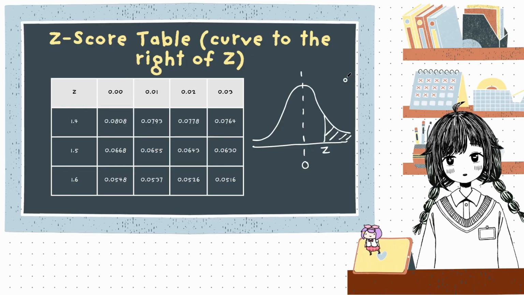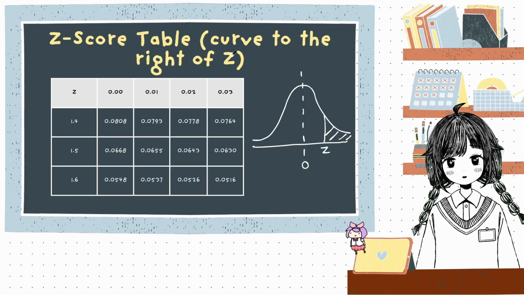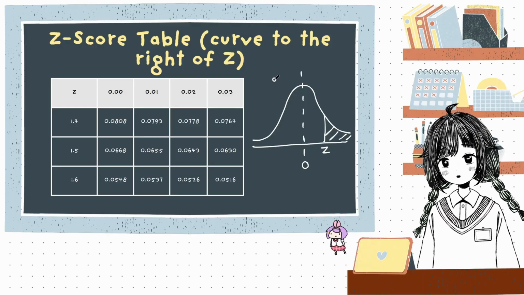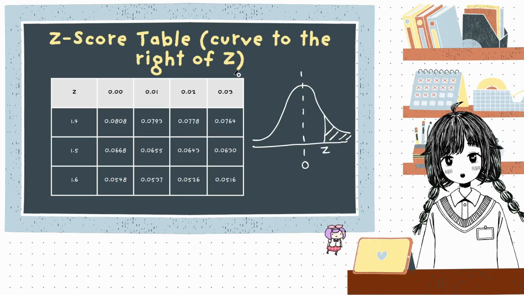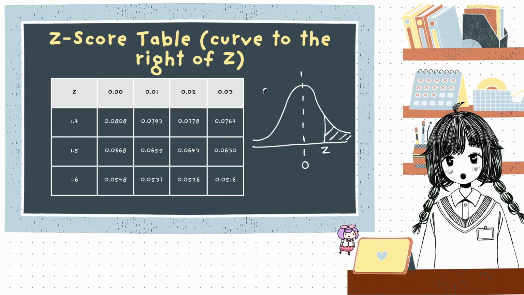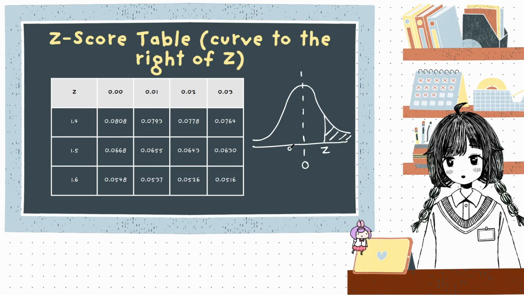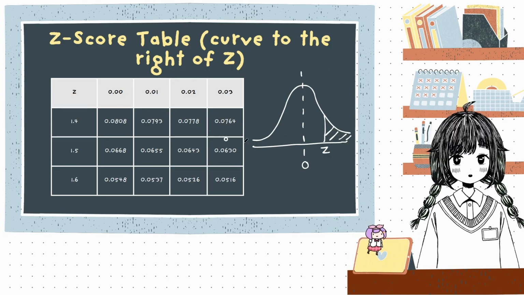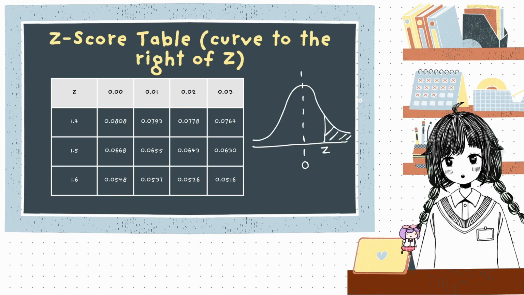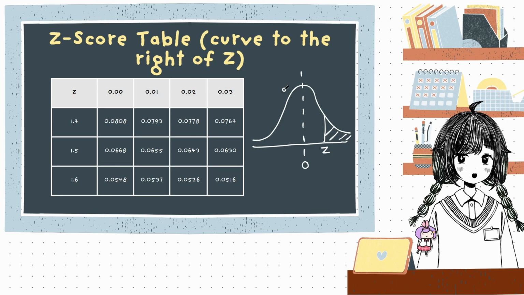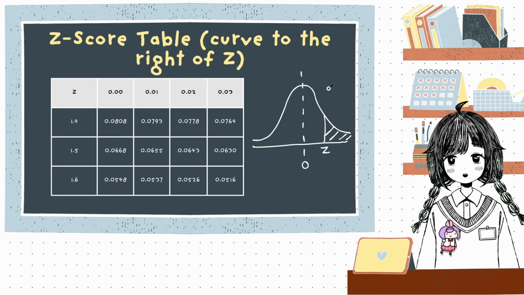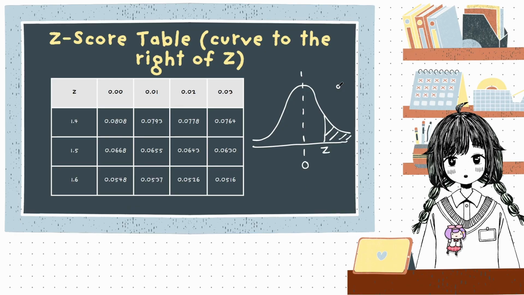This is the table for the z-score. There are other kinds of tables for the z-score, but we will only be using this one for the curve to the right of z, as this is the exercise. This is the table we will be using for our exercises throughout the whole statistics course in the future.